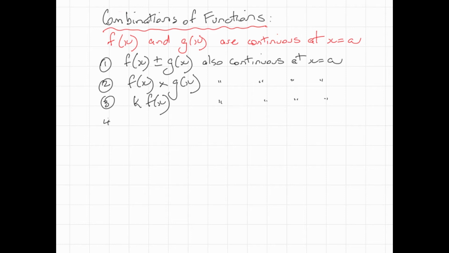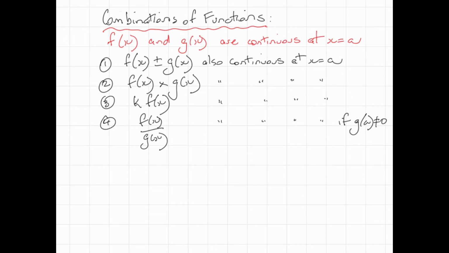And also f of x over g of x is also continuous if g of a is unequal to 0. Obviously you can't have division by 0, so in general, if these are continuous at x equals a and g of a is not equal to 0, then f of x over g of x will be continuous. So you can use that little bit of knowledge in combining functions together to see if functions are continuous.